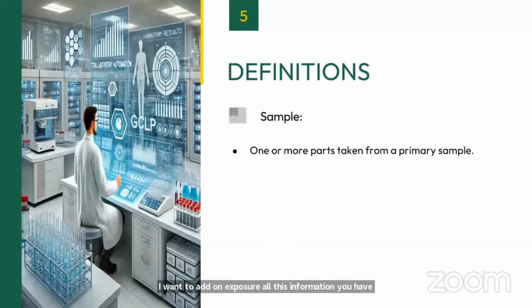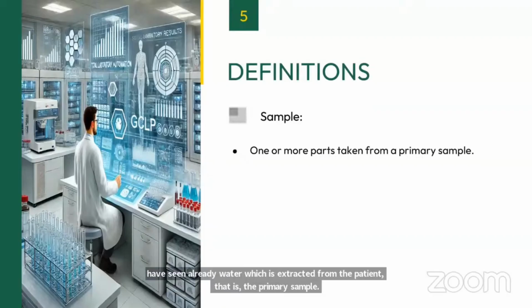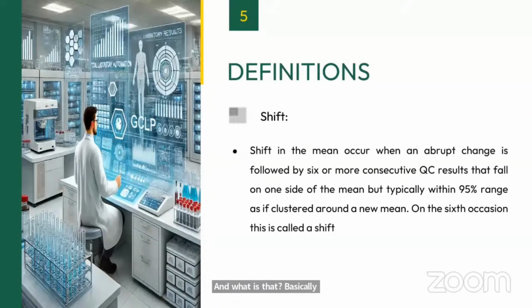Next definition is sample. One or more parts taken from a primary sample. So we may divide one primary sample into several aliquots, or we have a tissue histopathological specimen, we cut the specimen and divide it into multiple small specimens. These are all samples, one or more parts taken directly from the primary sample. The primary sample, we have seen already, is whatever specimen is extracted from the patient. And a sample is basically a part of your primary sample.